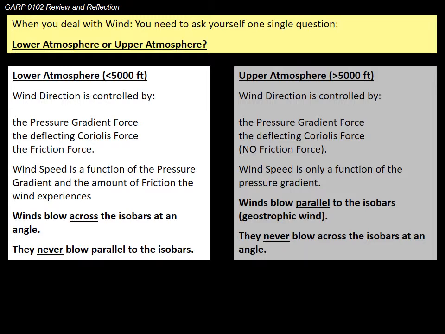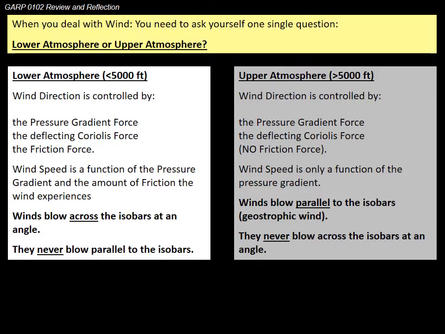In the upper atmosphere, winds cannot blow diagonally across isobars. In the lower atmosphere, the story is different, because sure, we have a pressure gradient force, sure, we have Coriolis, but we also have friction. The Earth's surface is bumpy. The Earth's surface slows down the wind. Therefore, the Coriolis force is less, and the winds blow across isobars at an angle. They never blow parallel to the isobars.